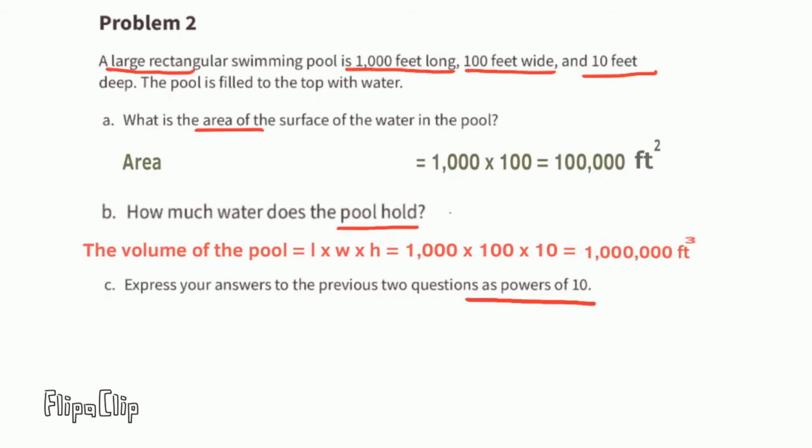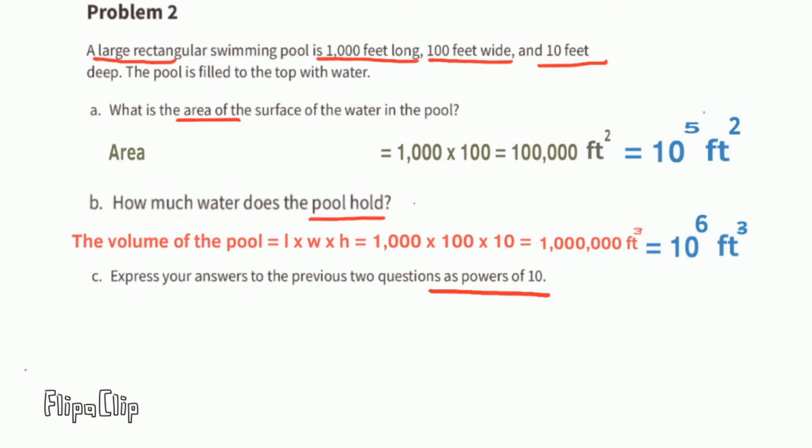C, express your answers to the previous two questions as powers of 10. Let's look at A. A was 1,000 times 100 to get 100,000. Well, 1,000 is 10 times 10 times 10, which is 10 to the power of 3, times 100, which is 10 times 10, or 10 to the power of 2. Exponent 3 plus exponent 2 equals exponent 5. So A would be 10 to the power of 5 square feet.